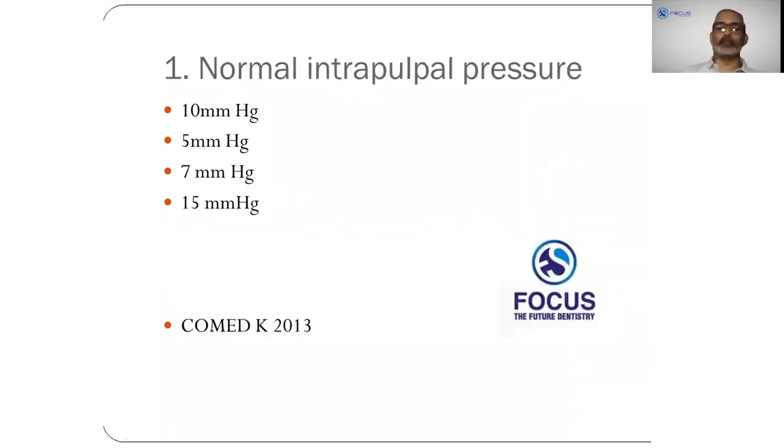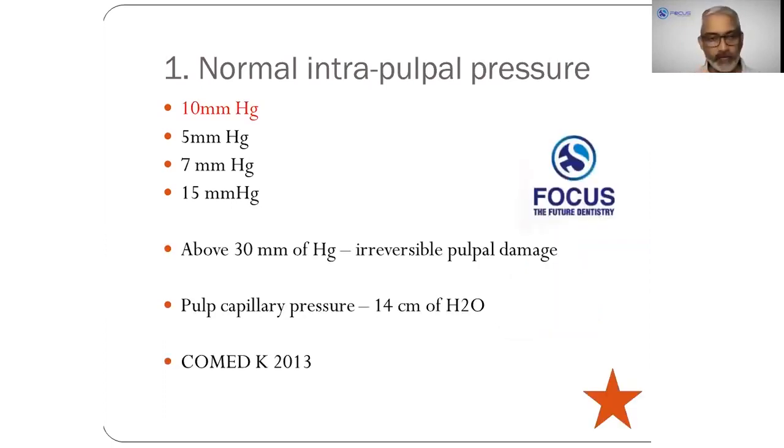Okay. Now let's come to some of the questions which have been asked from these basic topics. Number one is normal intrapulpal pressure. Inside the pulp there is a blood pressure, because we know that pulp is a closed container, just like your cerebrum, your brain. Pulp is also enclosed in hard tissue. So inside this closed container, there is a specific intrapulpal pressure, and you have to remember, it is 10 millimeters of mercury.